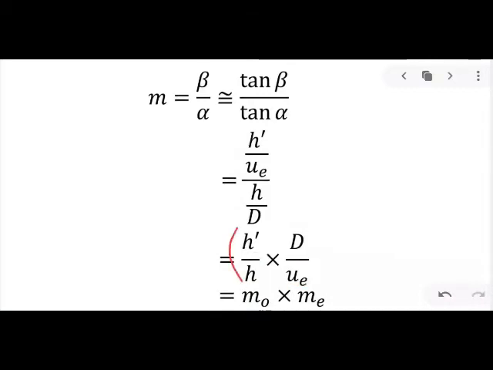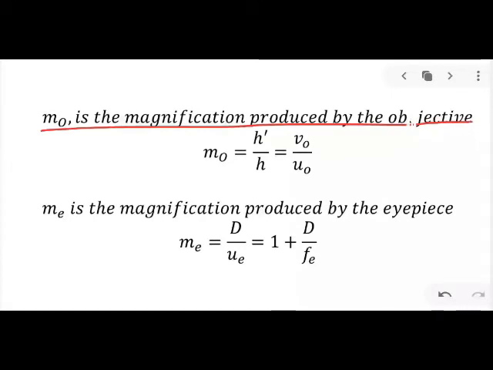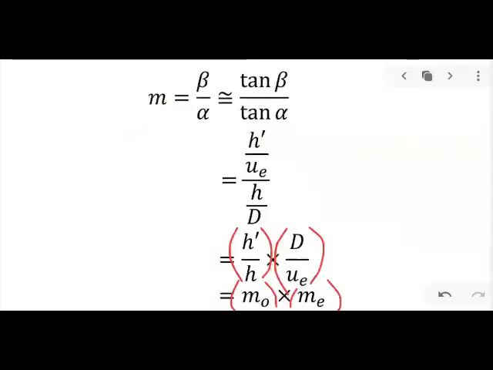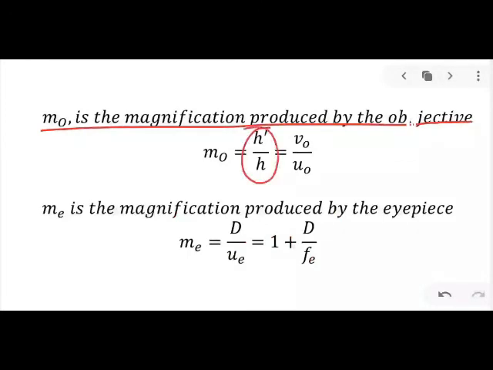Now let us consider this one as MO and this D by UE as ME. Now what is MO? MO is the magnification produced by the objective. So I can write MO, which is H' by H. And we know from the linear magnification of a convex lens, H' by H can also be written as the image distance formed by the objective to the object distance of the objective, which is V naught by U naught. Clear? Next, ME is the magnification produced by the eyepiece. So ME equals D by UE.